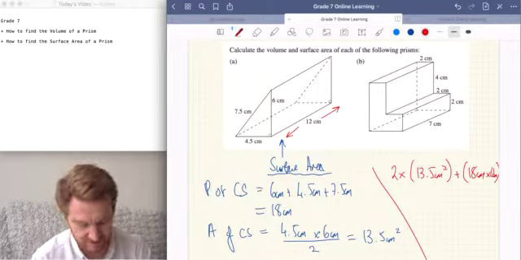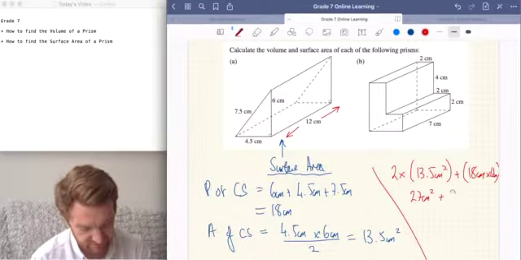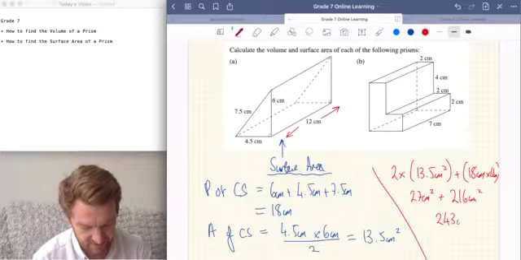And then we do that, so it gives us 27 is the front and back. 18 times 12, 180, 36, 216. And we add those together, 243 centimeters squared.